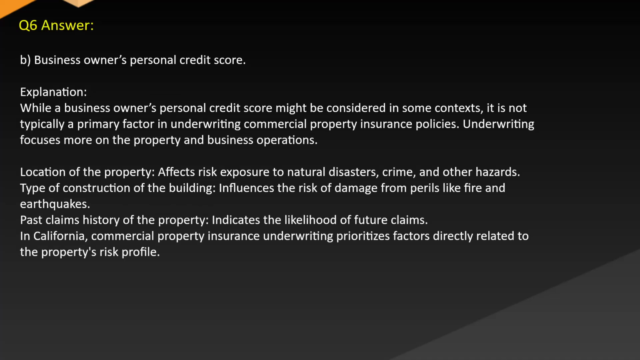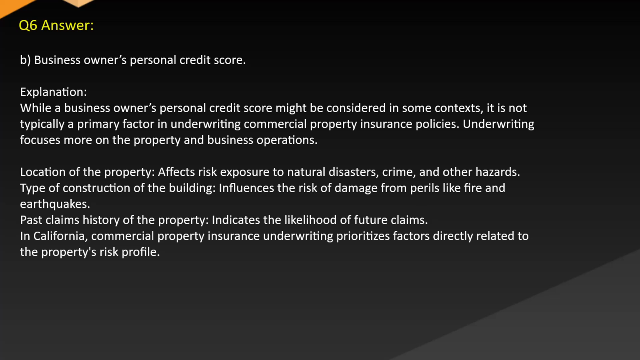Answer: B. Business owner's personal credit score. Explanation: while a business owner's personal credit score might be considered in some contexts, it is not typically a primary factor in underwriting commercial property insurance policies. Underwriting focuses more on the property and business operations.